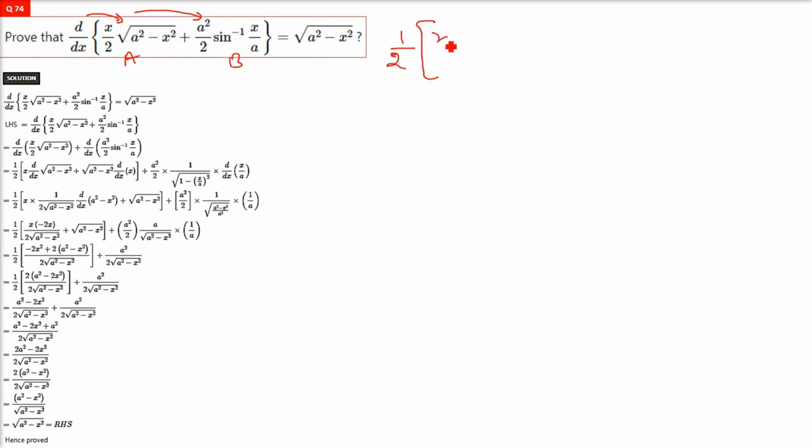So x by 2 is half, I am taking outside. So we have x under root a square minus x square. So x times d by dx of under root a square minus x square, plus under root a square minus x square times d by dx of x. I am not writing that because d by dx of x is 1.